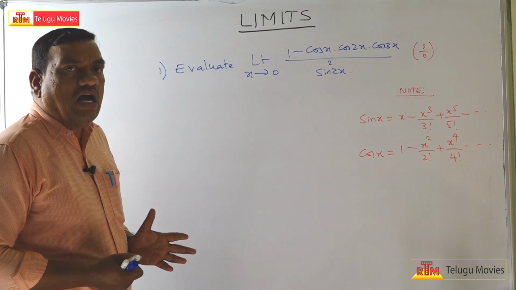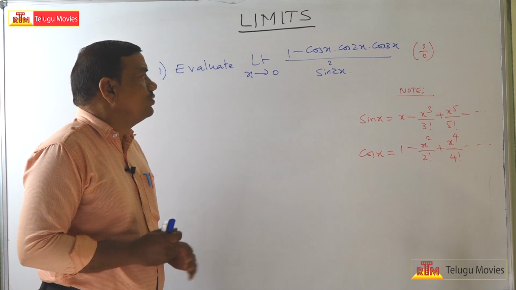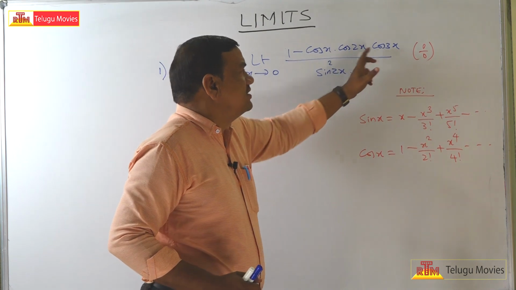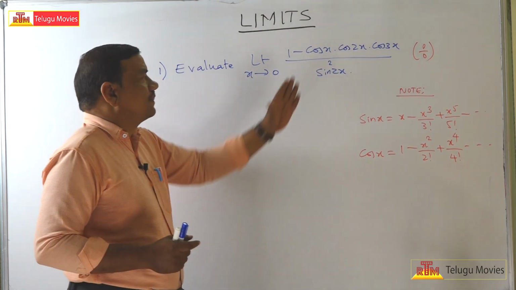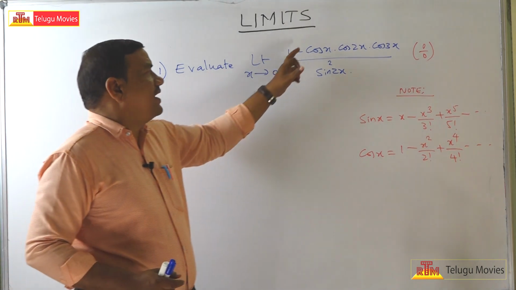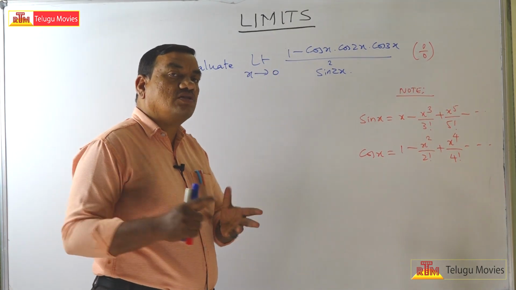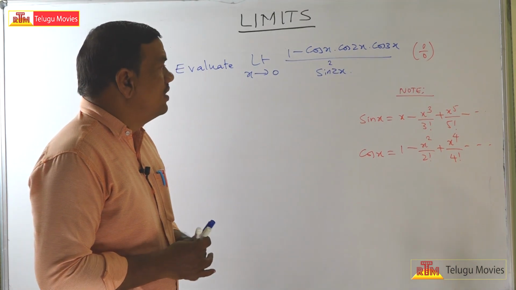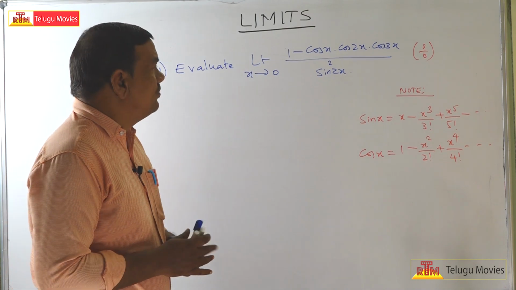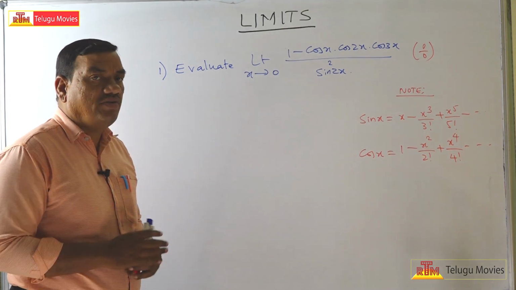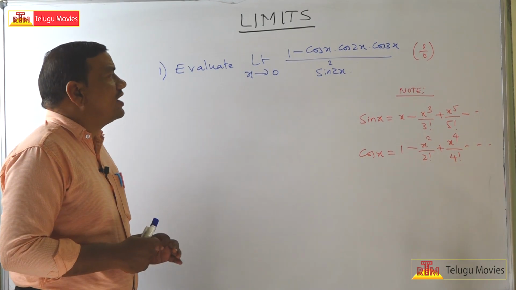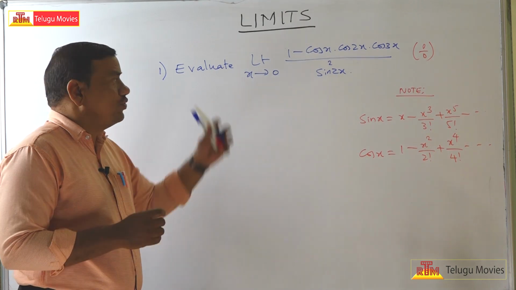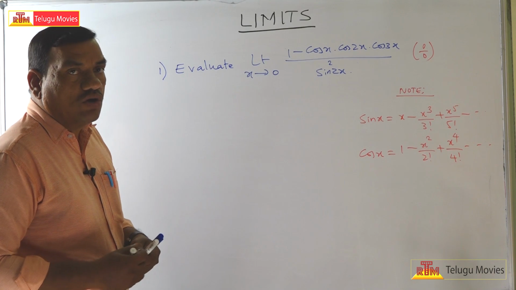So if you do L'Hospital rule, it is very, very difficult to do. Otherwise, generally students start combining these expansions, that cos x into cos 2x, multiplying and dividing with 2 and 2 cos a cos b, cos of a plus b plus cos of a minus b, like that they will start doing. But if you start doing like that, the problem will be very, very difficult. This type of problems can be done using trigonometric expansions only. Here see, I will solve this problem, how to do this.